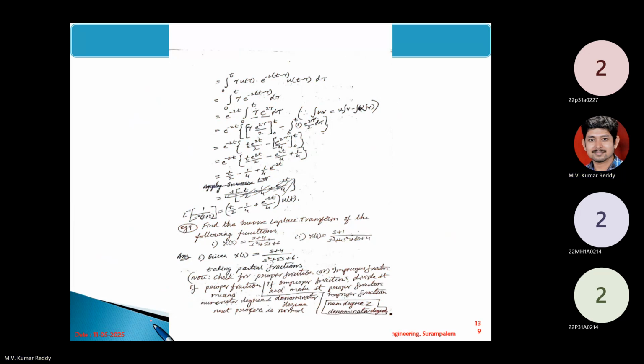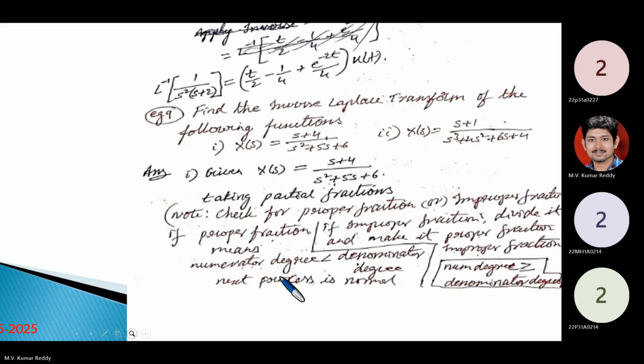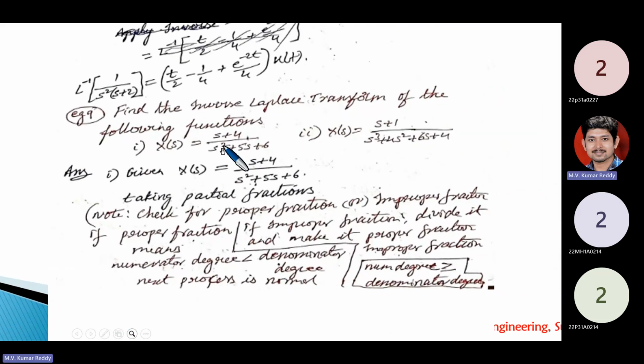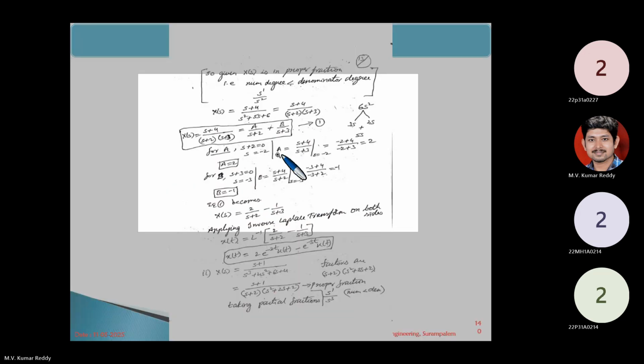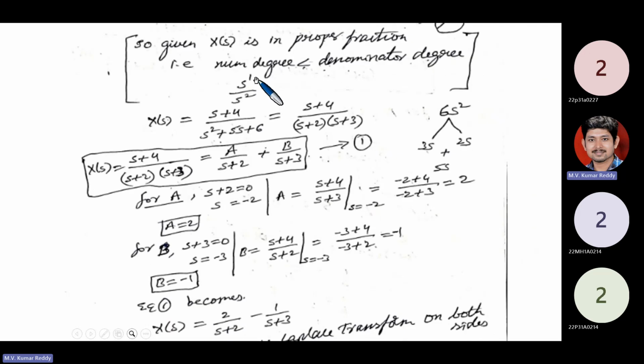See here. Numerator is s power 1, denominator is s power 2. So this is a proper fraction. Here, s power 1, s cube. So it is a proper fraction. See here, s power 1, s square. So it is a proper fraction. Okay, you just have to mention whether it is a proper fraction or not. You need not write all these.